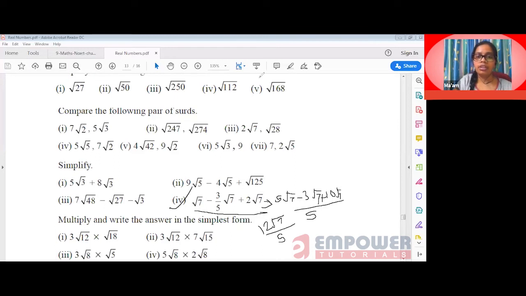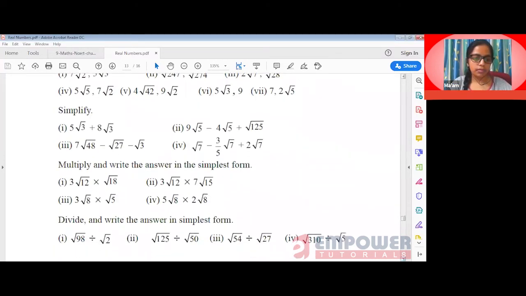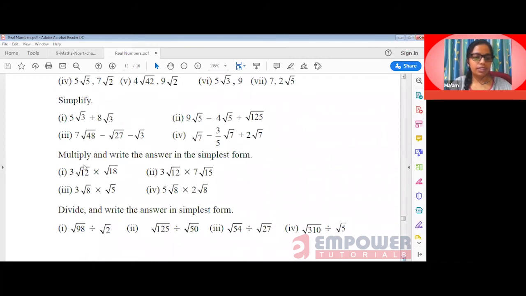Understood, everyone? Now this is the simplest one. What you have to do is convert it into normal surd form. So this will be 9 twelves are how much? 108, right? So if you convert it into simplest form, sorry, this will be 12 nines are how much? 108.